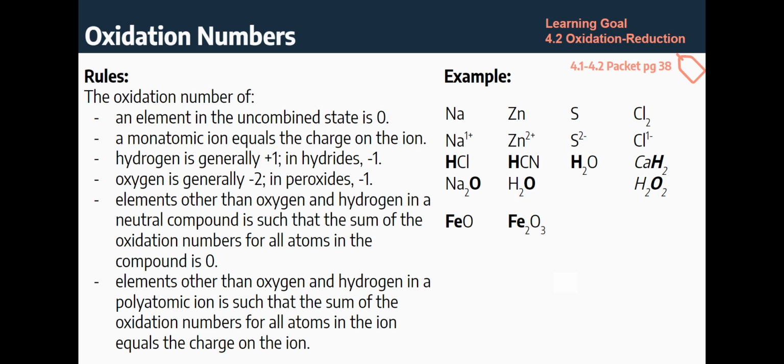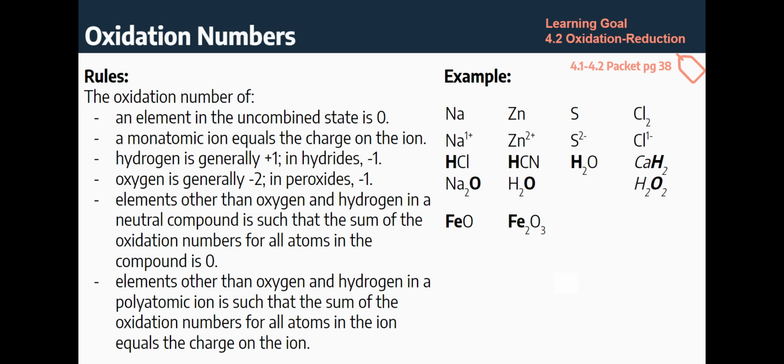Elements other than oxygen and hydrogen in a neutral compound have to sum to a total oxidation number of 0. So FeO and Fe2O3, both of these are neutral compounds. They don't show a charge, which means the total has to add to 0. For FeO, our rules tell us oxygen in a compound is -2. To make this neutral, then the iron in FeO has to be a +2.